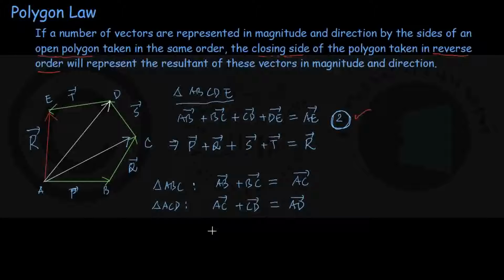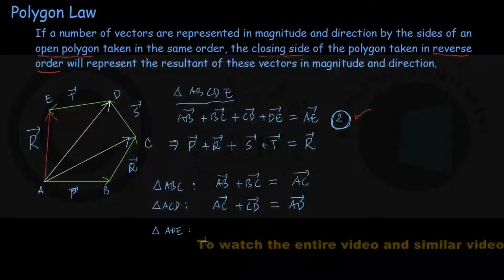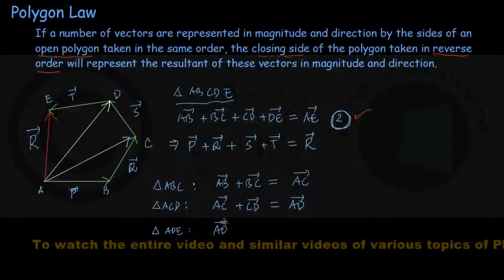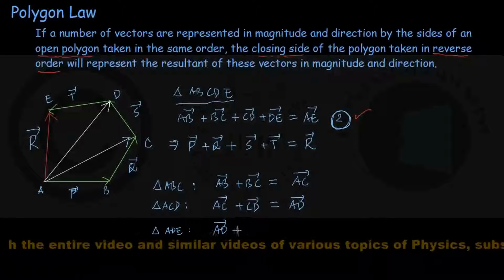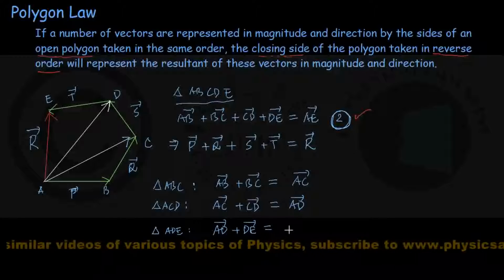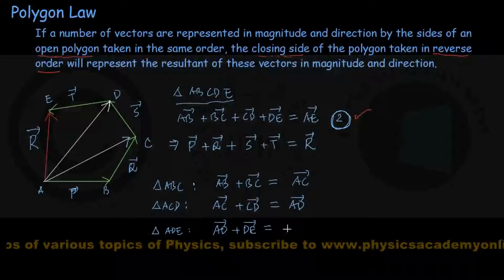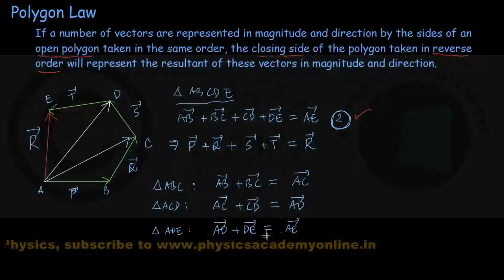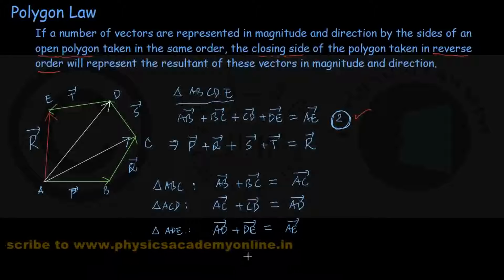Fine. We go for the third triangle, that is ADE. In triangle ADE, once again by applying triangle law, I could write down AD vector plus DE vector. They are giving me the third side in reverse order, that is AE. So we have to add these things now.